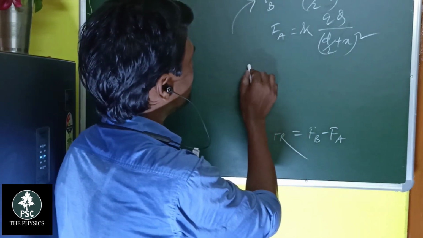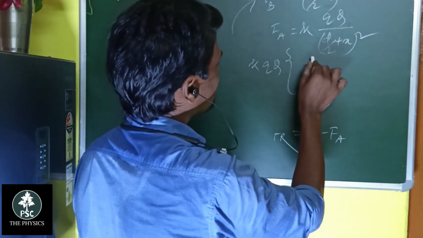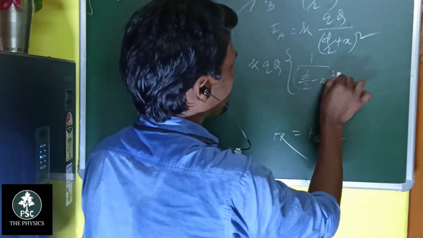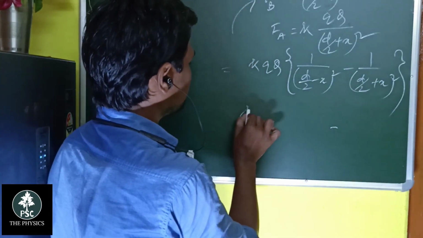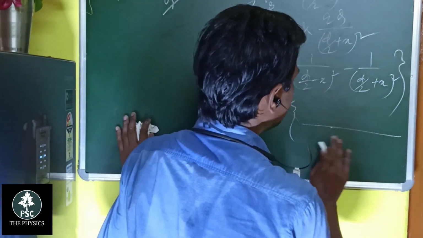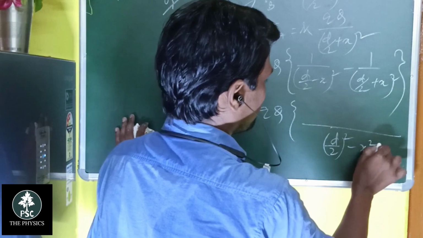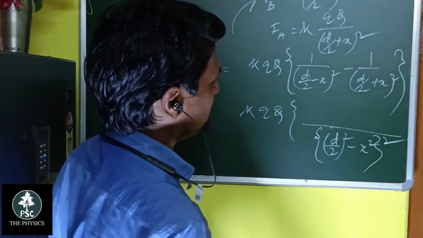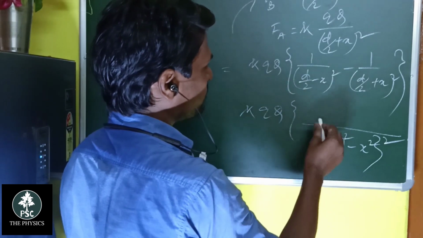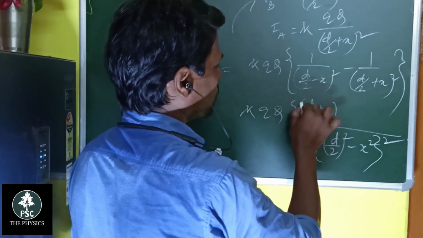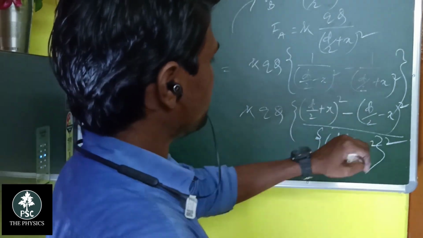constants. You have to take into account a common factor, kappa q Q, and the FB term is 1 by (d by 2 minus x) whole square, minus 1 by (d by 2 plus x) whole square. So this is kappa small q capital Q, and for the LCM, there is plus and minus, a plus b into a minus b, so this is a square minus b square, and again a square minus b square, so this is whole square. The numerator is (d by 2 plus x) whole square minus (d by 2 minus x) whole square, so a plus b whole square minus a minus b whole square.